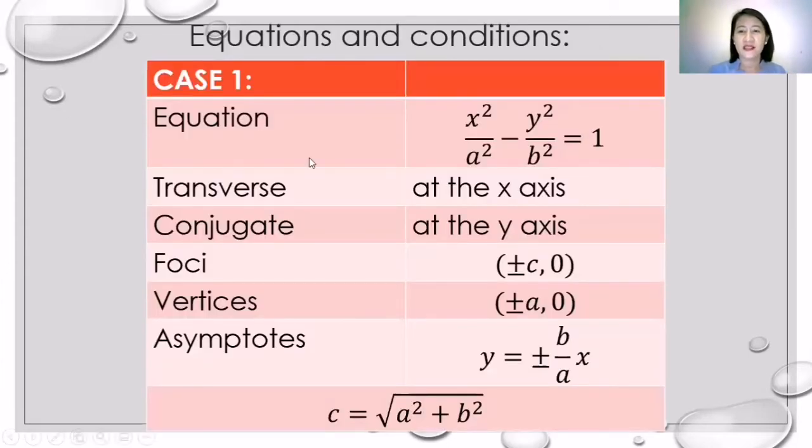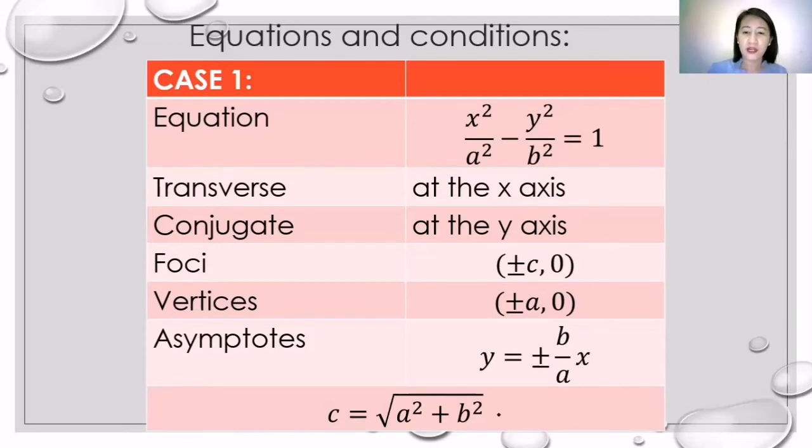So we have here x squared over a squared minus y squared over b squared equals 1. Transverse at the x-axis, conjugate at the y-axis. Foci, positive negative c, 0. Vertices, positive negative a, 0. And asymptotes now will have an equation of y is equal to positive negative b over a x.